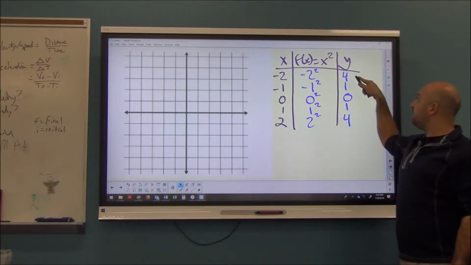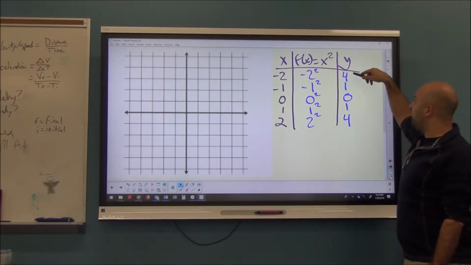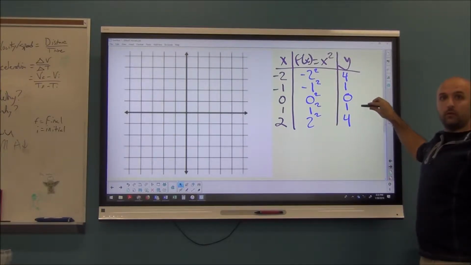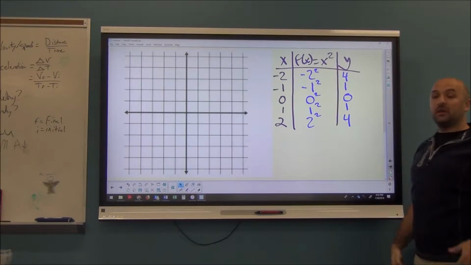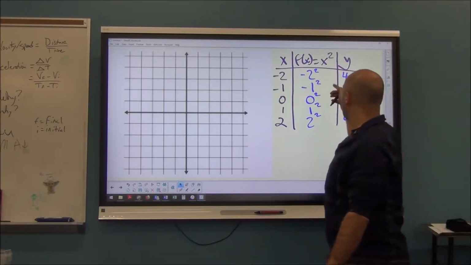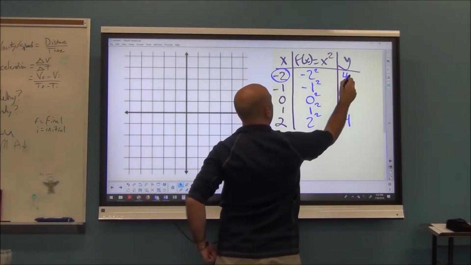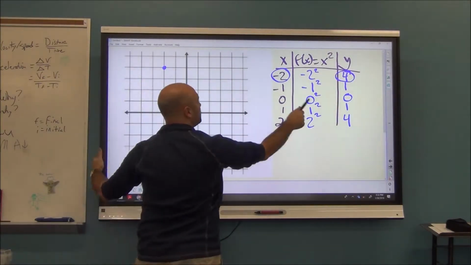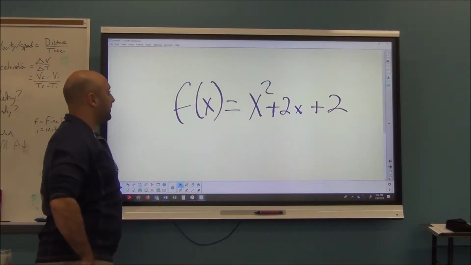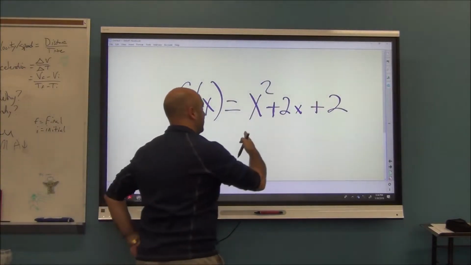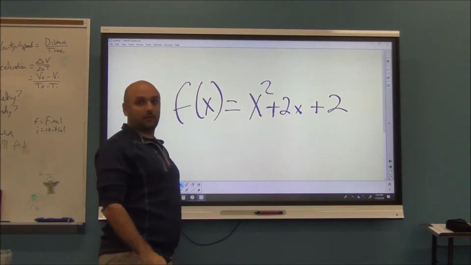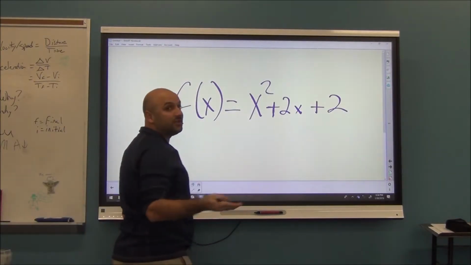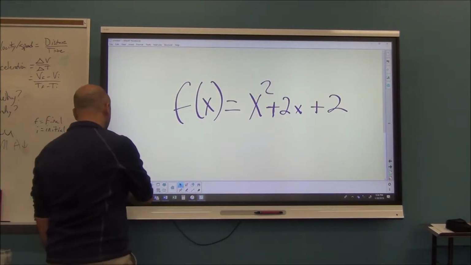Right here, we have a nice little symmetry: 4, 1, 0, 1, 4. That symmetry is what gives us our parabola. Now we're going to plot these points, starting with the point -2, 4. It looks something like this. This might be something you're more familiar with, the x squared and the x. Again, if you want to see what this really looks like, you can always just plug numbers in and graph it. So let's try that.